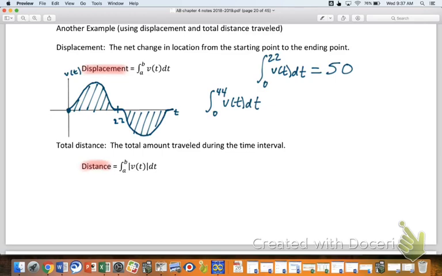Okay, so then if the answer was, so this was equal to 0. So if the answer was equals negative 50, what would have been the question? From 22 to 44, yeah. Integral from 22 to 44 of v of t, because her net change in location for the second half of the journey was negative because she came back.